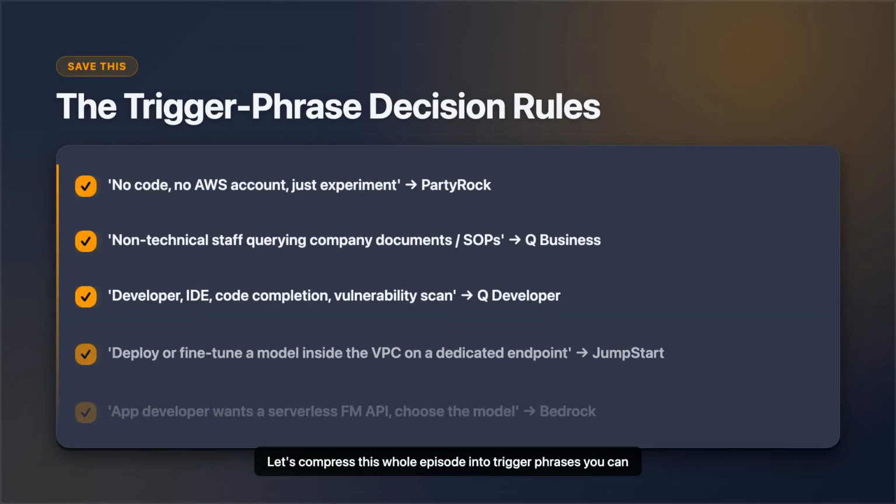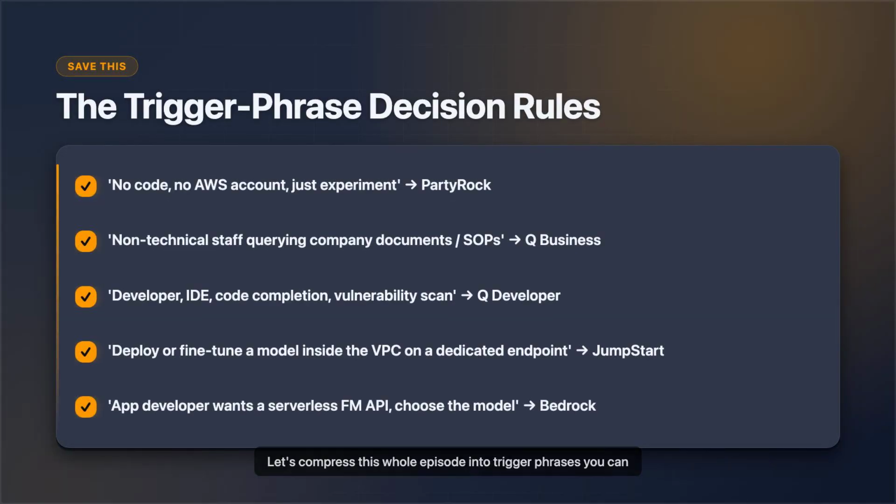Let's compress this whole episode into trigger phrases you can match instantly. If the scenario says no code, no Amazon Web Services account, just experiment, that's PartyRock. If it's non-technical staff querying company documents or procedures, that's Q Business. If it's a developer and an editor wanting completions or a vulnerability scan, that's Q Developer.